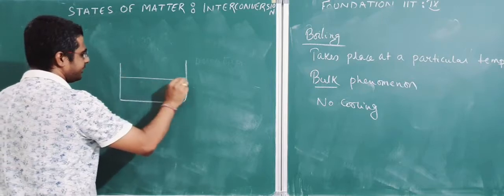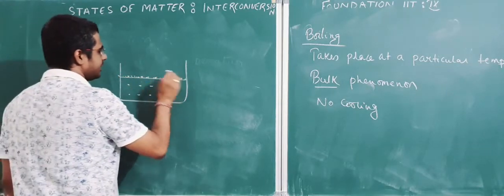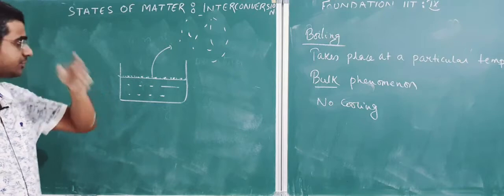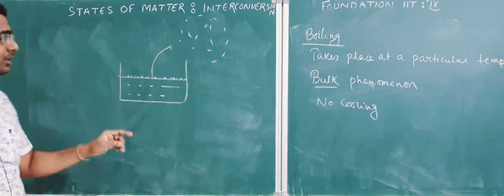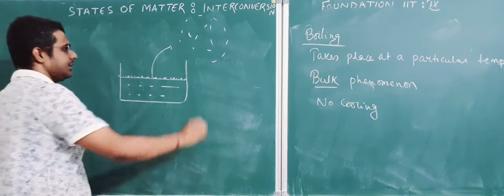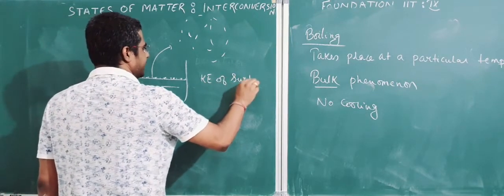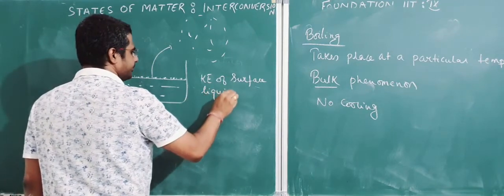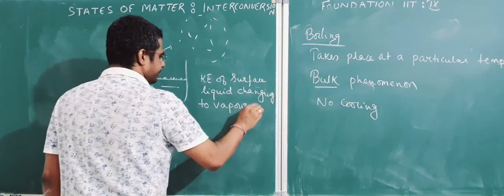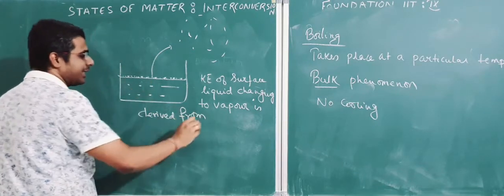So this is liquid. The surface particles of the liquid that you can see over here change to the vapor state. So it is taken away by the vapor. When this surface liquid changes to vapor, definitely its kinetic energy has increased. It is going here and there, ठीक है ना. So the kinetic energy of surface liquid changing to vapor is derived from the bulk liquid.